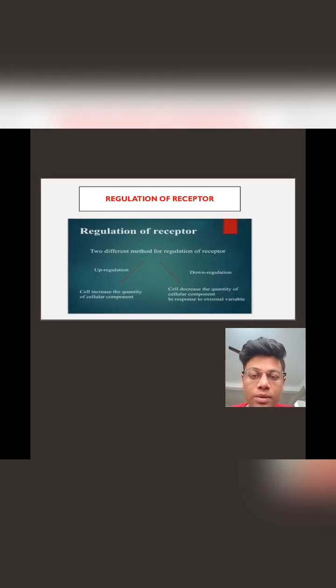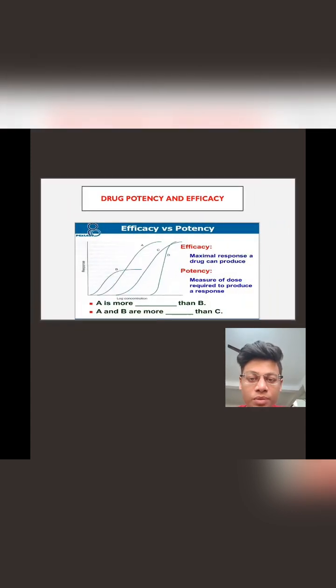The next topic is regulation of receptor. There are two different methods for regulation of receptor. The first method is upregulation, in which the cell increases the quantity of a cellular component. The other is downregulation, in which the cell decreases the quantity of a cellular component in response to an external variable. Now, drug potency and efficacy. Drug potency means the measure of dose required to produce a response, and drug efficacy means the maximal response a drug can produce.